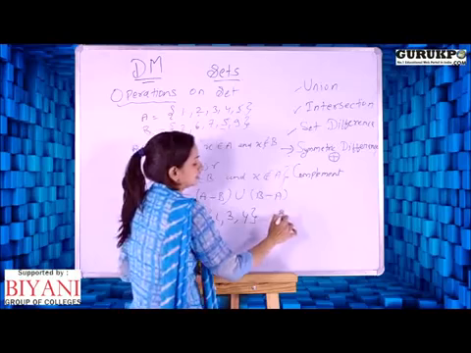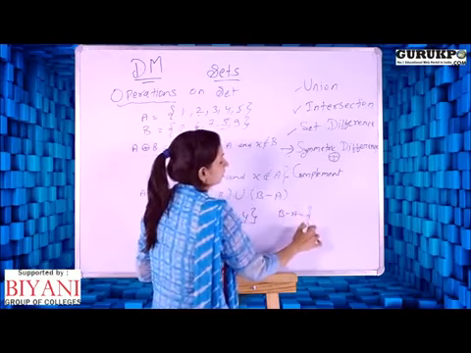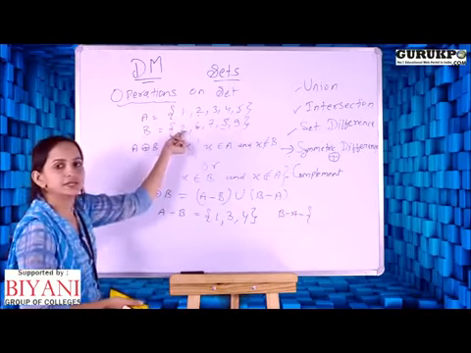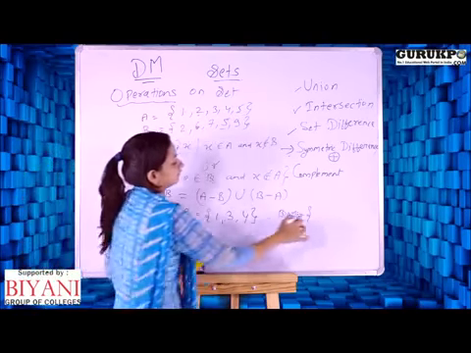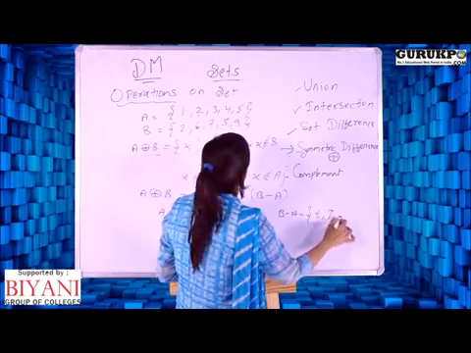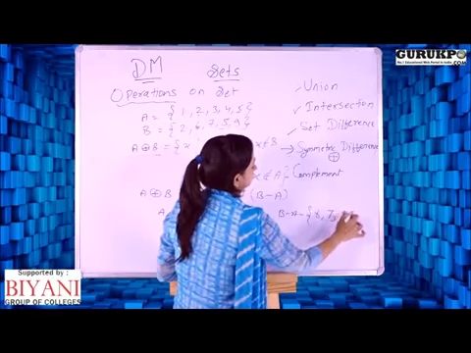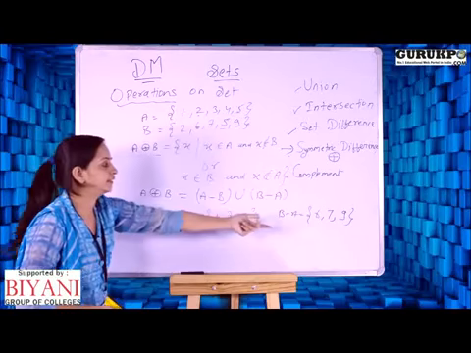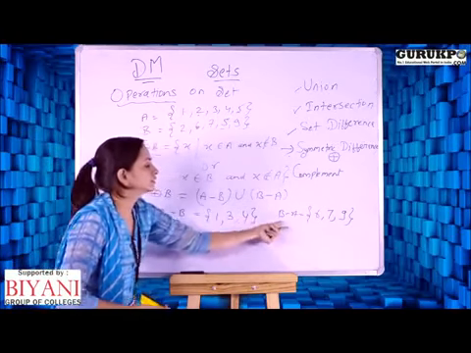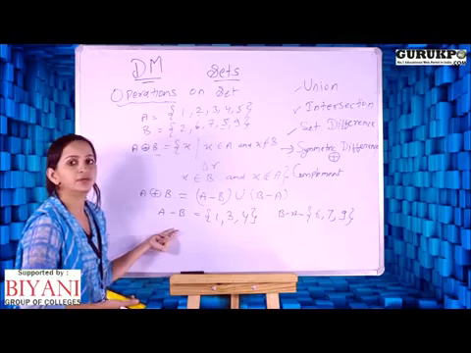And what about B minus A? B minus A is the elements of B which are not in A. For example, 2 is in A, so 6, 7 and 9. 6, 7 and 9, because 2 and 5 are in set A, we can't take them, I have already mentioned. So this is a set of B minus A and this is a set of A minus B.